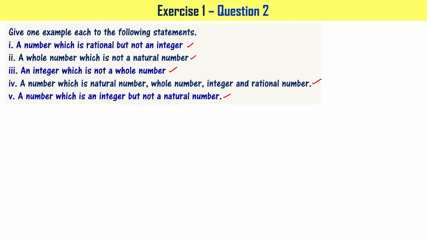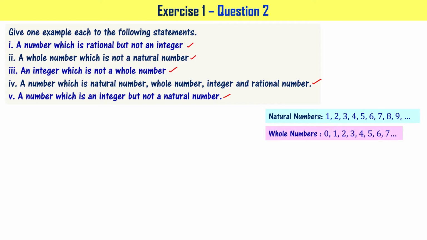So to answer this question, let's quickly recall what it means by natural numbers, whole numbers, integers and rational numbers, right? Natural numbers are the numbers that include 1, 2, 3, 4, 5, 6, 7, 8, 9, 10 and so on. These are the numbers used for counting various objects, right? When you have 0 along with natural numbers, those are called whole numbers. So whole numbers can be written as 0, 1, 2, 3, 4, 5, 6, 7, 8, 9 and so on.